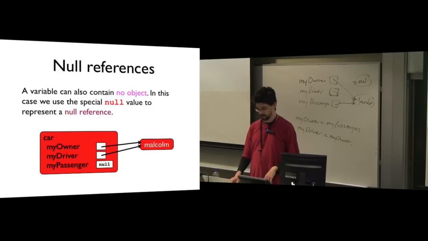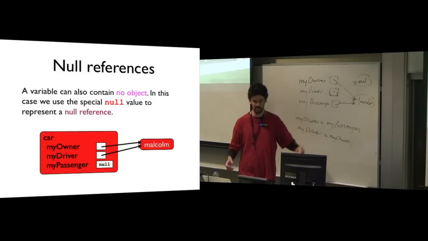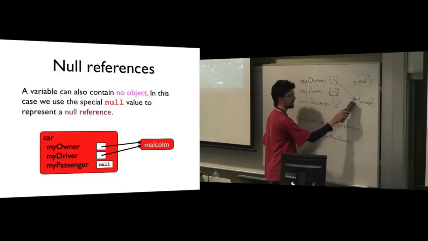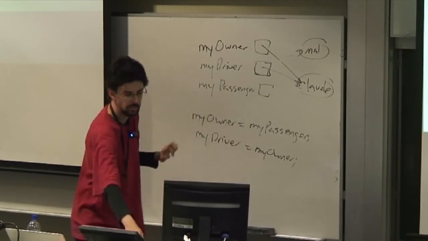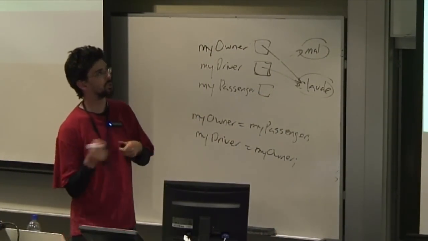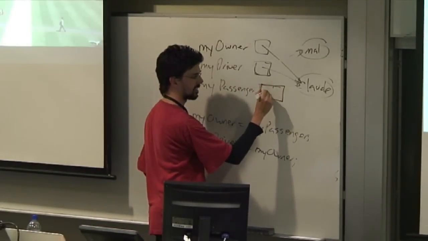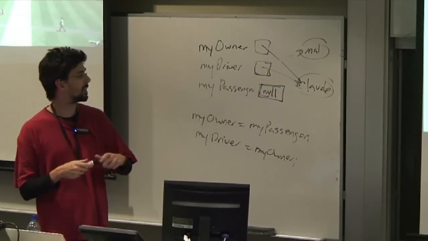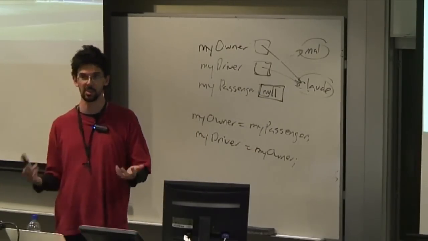The other thing is occasionally we'll have no object. Occasionally one of these boxes will effectively be empty. For example, if we have no passenger, we need some way of representing that there is no object in that box. The way we do this is there's a special value called null, which represents, in a sense, nothing. And so we can put null in there, and that now means there is no passenger object. That is an empty reference, if you like. It's called a null reference.